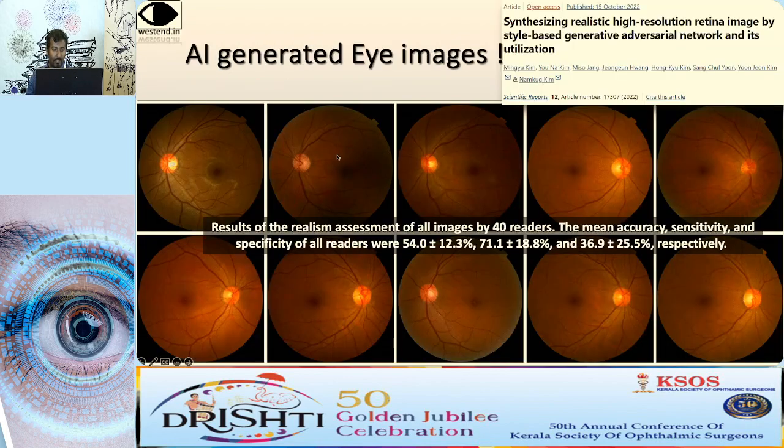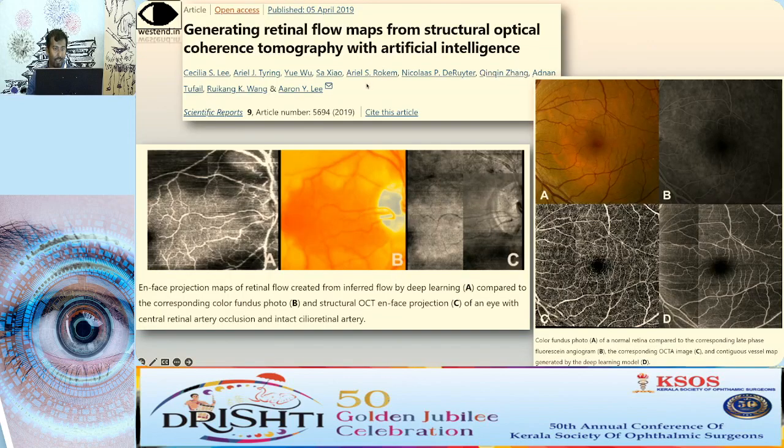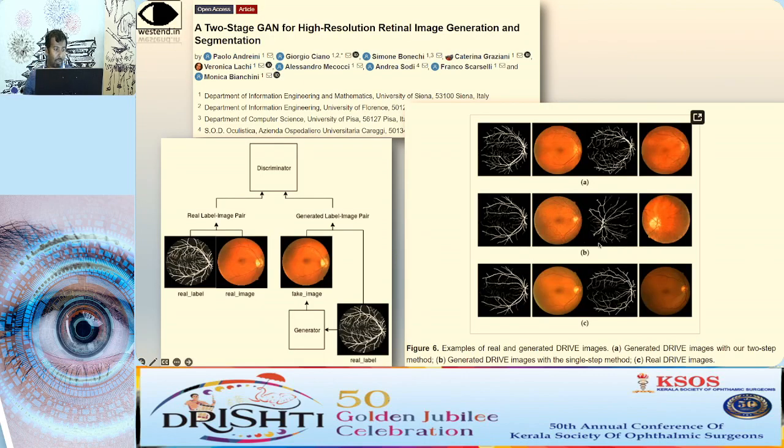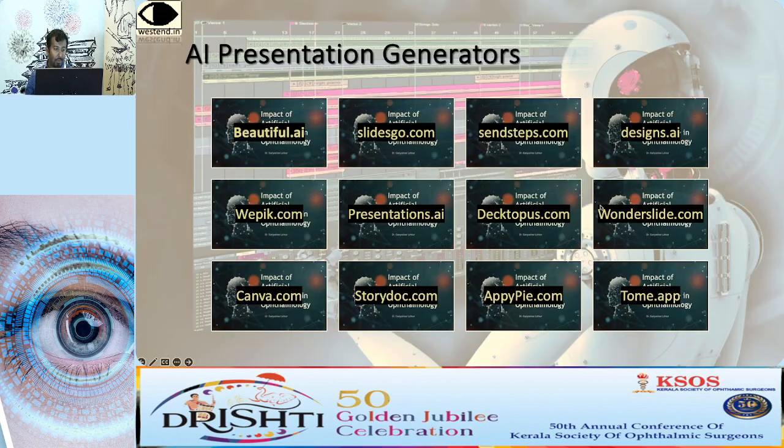And in this particular study, all these are AI images. Realistic, high resolution retina images. Also this one from OCT, it was able to generate flow maps. This is not an OCTA image, but it can generate an OCTA image from a single OCT. And these are also image generation with AI. You won't know the difference.